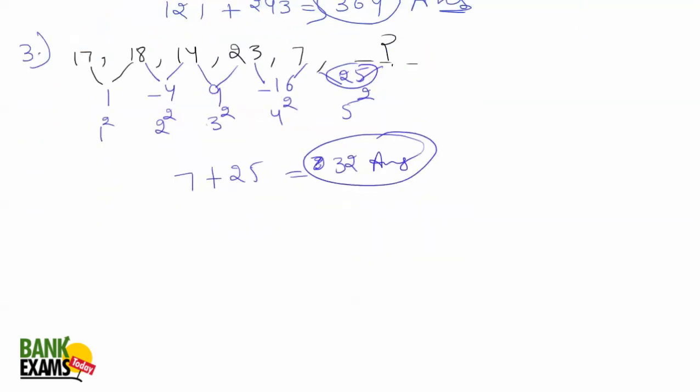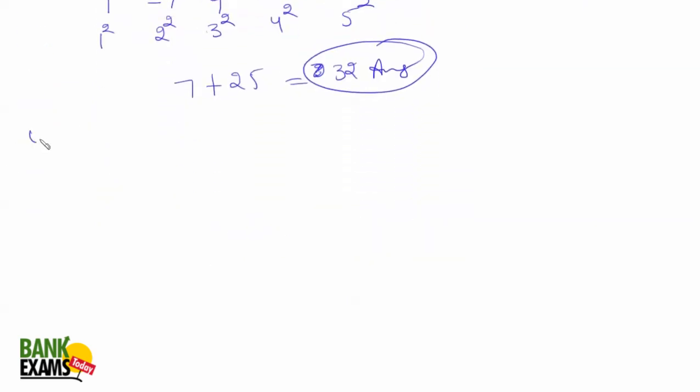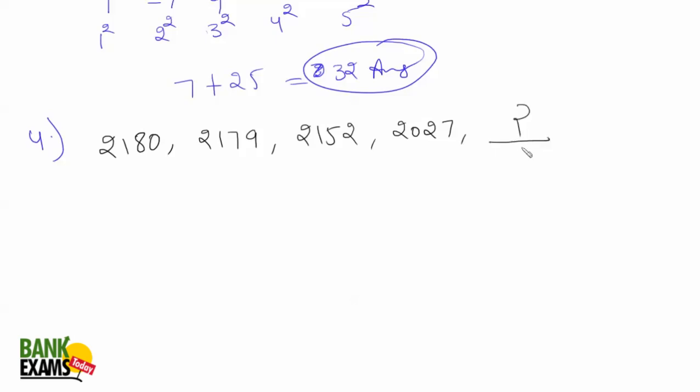Clear cut. Simple question. The next one, the fourth question. 2180, 2179, 2152, 2027, and there is a question mark. Now we need to find the answer. There is no pattern here. Again, find the differences. It's minus 1, and then the difference between these two is minus 27, and then again the difference between these two is minus 125. So there is a pattern.